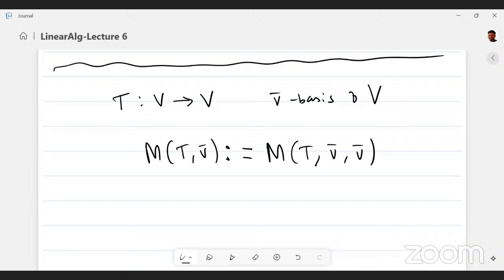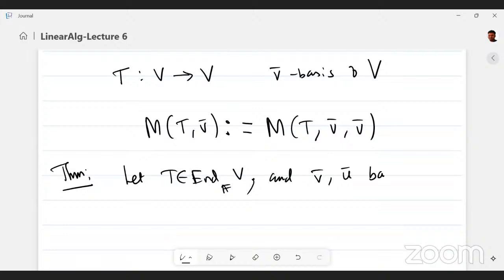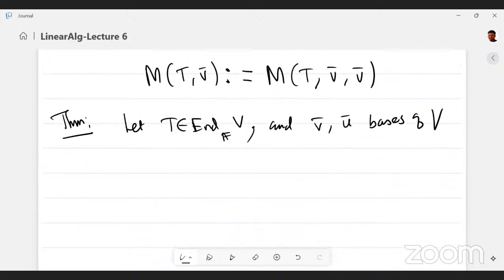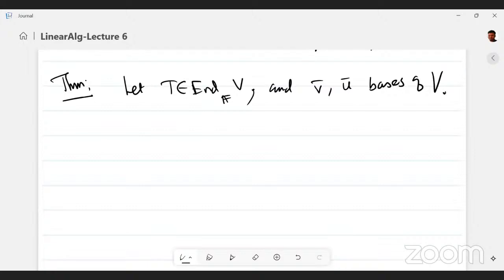It's a very, very important theorem, and then I will prove it. So here is the theorem. You fix this linear transformation T from V to V, so an endomorphism of V, and two bases of V, V bar and U bar. Now I want to understand how the matrix of T with respect to U bar and the matrix of T with respect to V bar are linked.